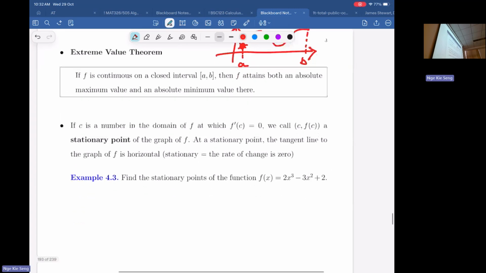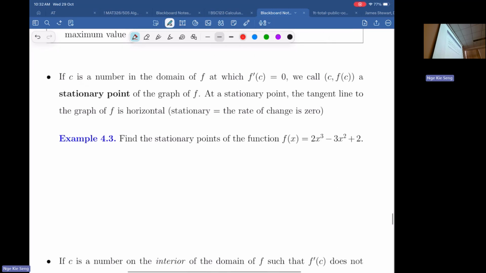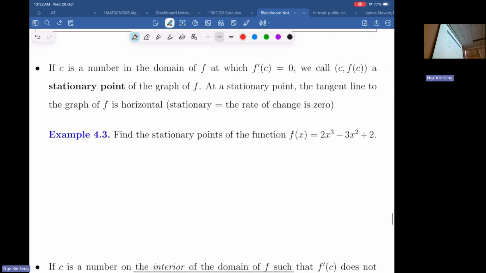Very important. So how do we find this? Next, we will introduce another idea here called the stationary point. So what is stationary?